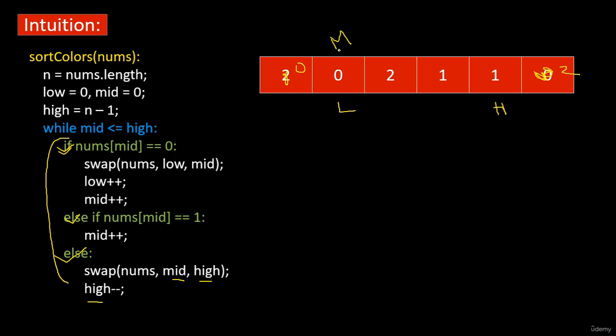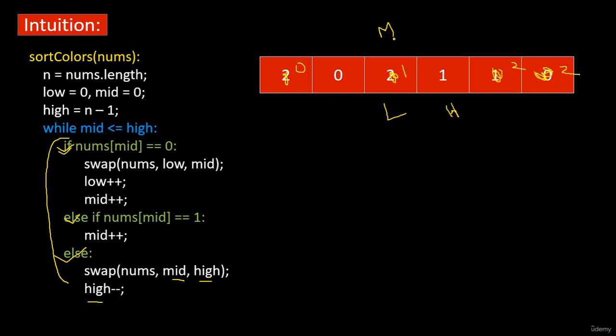And we see the middle pointer points to the element 0, so we're going to swap 0 and 0, that is 0. So let's move middle and low to the next element. Low points here and middle points here. Now we see the middle pointer points to the element 2, so we're going to swap 2 and 1. So 1 moves here and 2 moves here, and we're going to move high to this element.